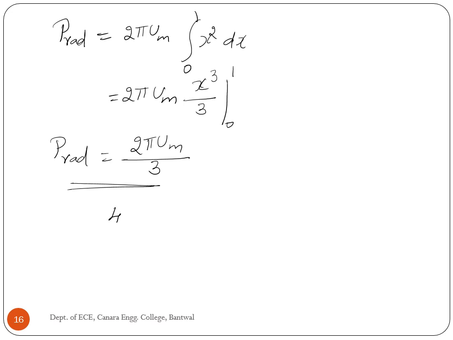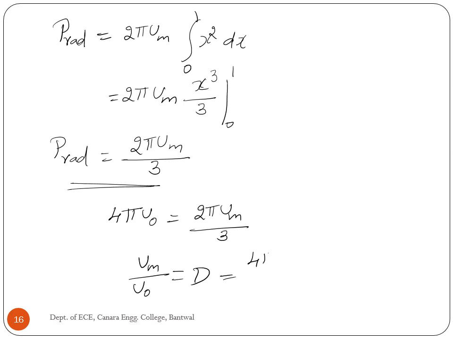Equate the radiated power of the given pattern with the radiated power of isotropic source, that is 4 pi u naught is equal to 2 pi by 3. Therefore, u m by u naught, which is equal to directivity, is equal to 4 pi into 3 divided by 2 pi, which is equal to 6.